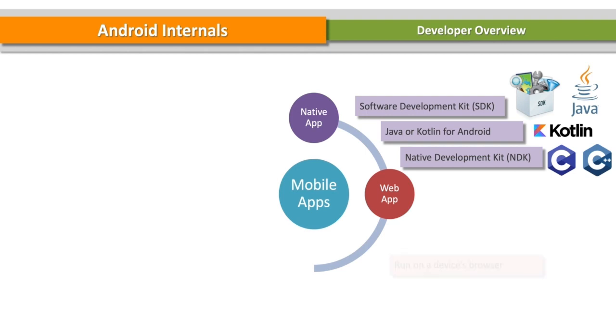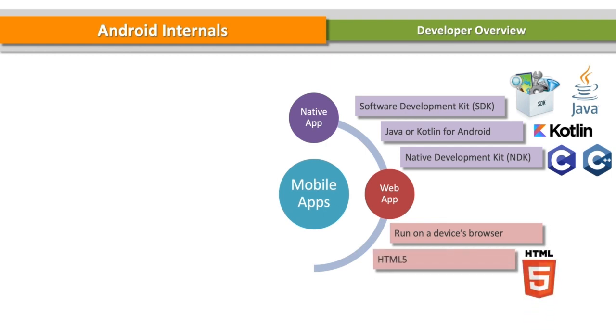Web apps. So mobile web apps are websites designed to look and feel like a native app. These apps run on top of a device's browser and are usually developed in HTML5, much like a modern web page. Launcher icons may be created to parallel the same feel of accessing a native app.